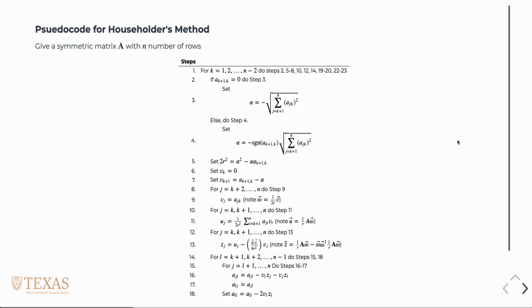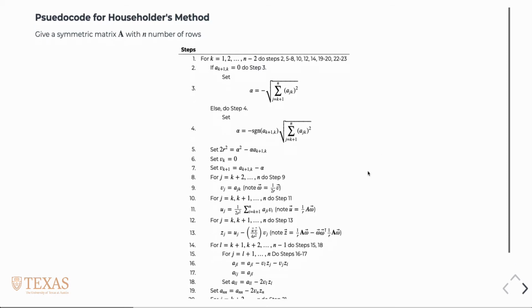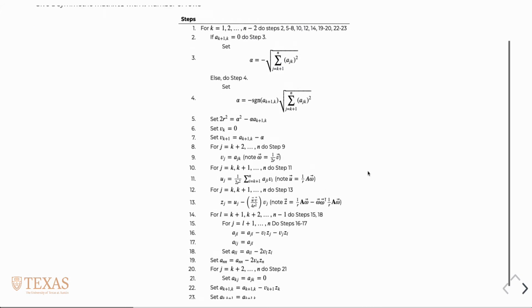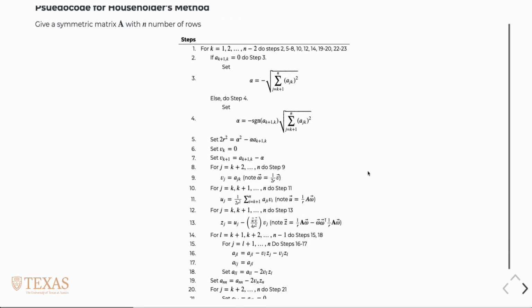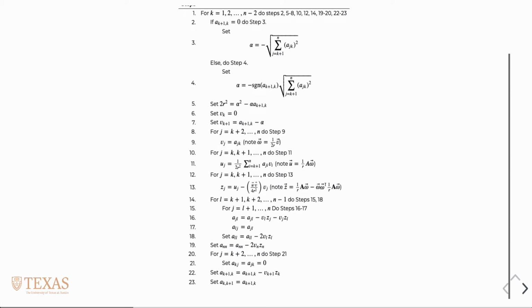Again, the pseudocode for the Householder method is here. It's a little bit long, and I don't want to go through all the details in this lecture, but it's available in the notes for you to see. What we're going to do now is leave this momentarily, and we'll come back to Householder's method in a minute.